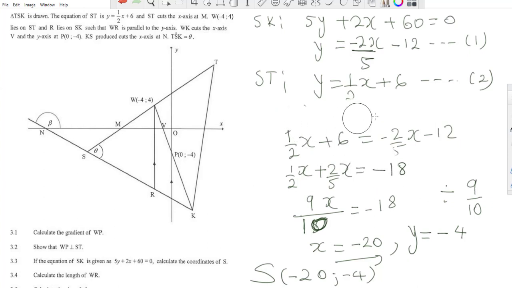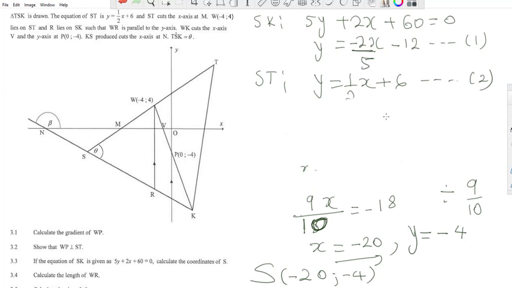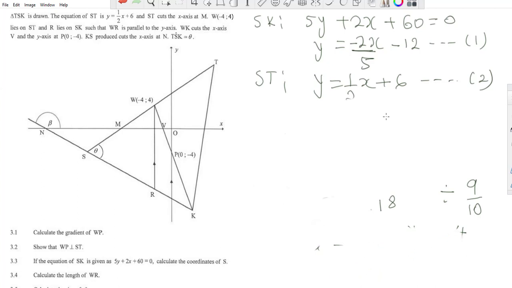Our next question says we have to find the distance of WR.